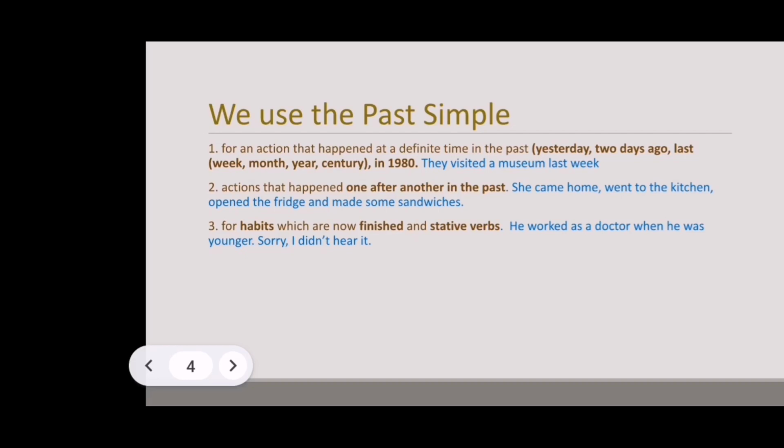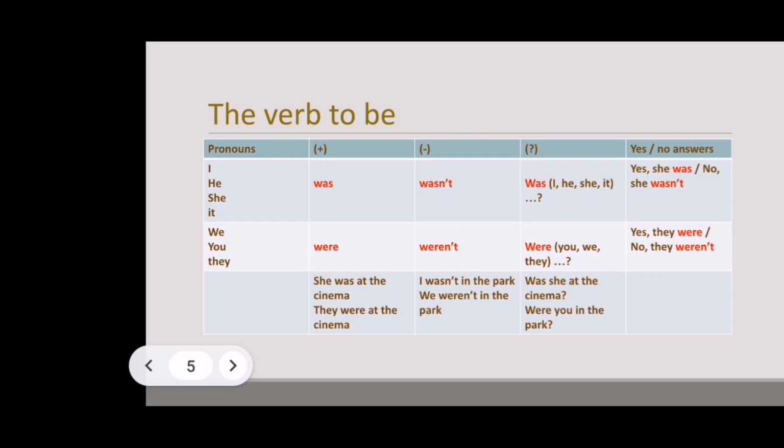For actions that happened one after another in the past, the example can make it a little bit clearer for you. She came home, went to the kitchen, opened the fridge, and made some sandwiches. Came, went, opened, and made. All these actions come one after another. And one more situation: for habits which are now finished, and for the stative verbs. Two examples. He worked as a doctor when he was younger, so now he is not a doctor.